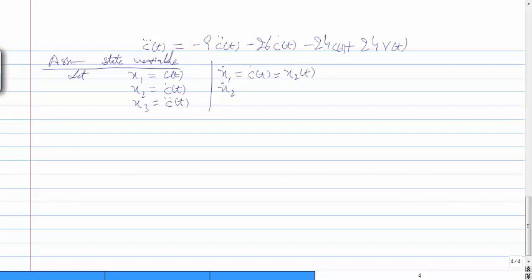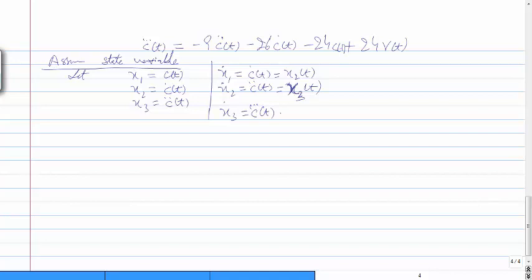Similarly, x2 dot is equal to C double dot of t, that becomes x2 dot equal to x3. Sorry, not dot, this is x3. Okay, this is your x3 of t. Now the last one is x3 dot, that is equal to C triple dot.